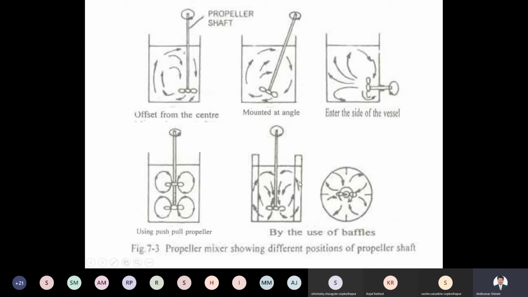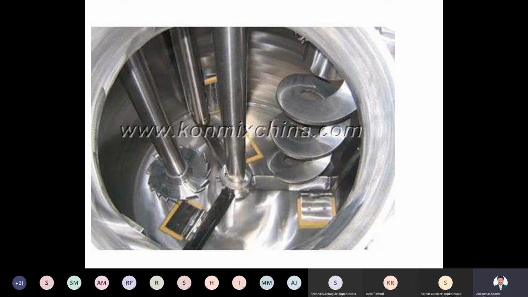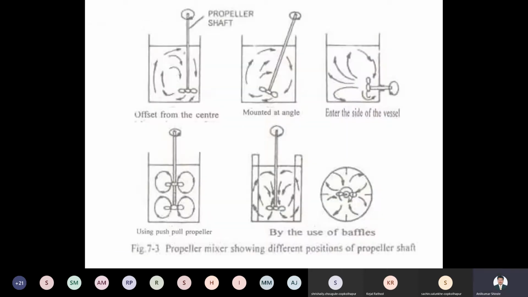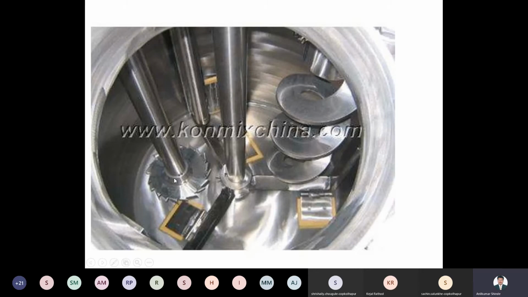So we have seen in the first figure there are baffles attached at the wall of the vessel. These are the left side and the right side baffles. The main role of the baffles is that whatever liquid is going at the side should be passed to the center, and the whole liquid should be mixed properly, right? So baffles can be used for that. There is a large size baffle, and a large size propeller.